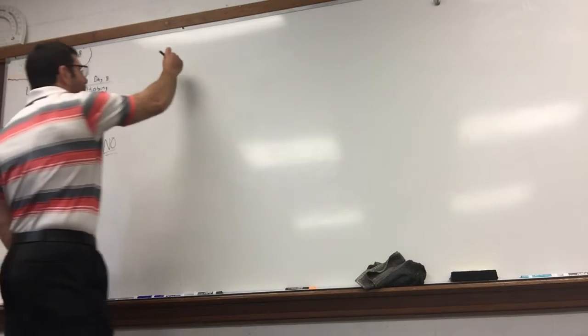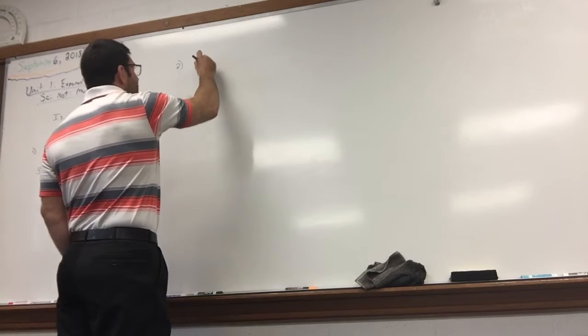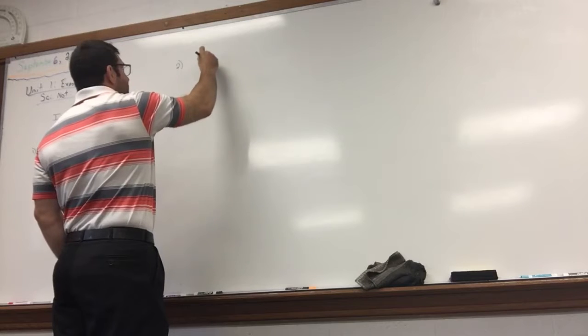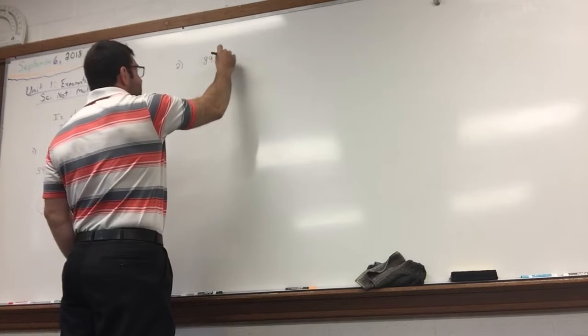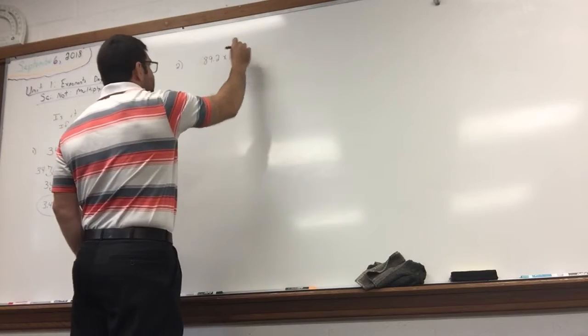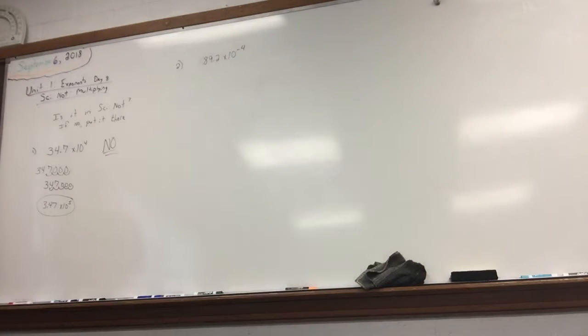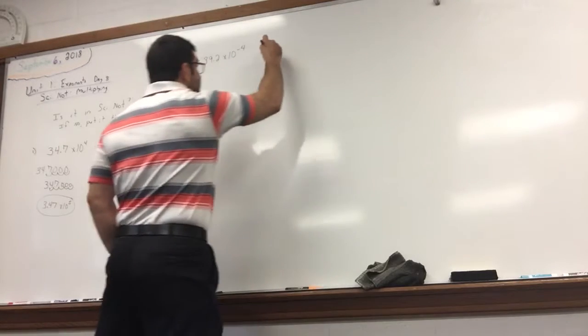Let's try another one. See if it works for another one. 89 2/10 times 10 to the negative 4. Again, scientific notation, Evan? No. Why not? Because it's over 10. What's over 10? The 89. 89 is larger than 10, yes? So now I'm going to rewrite my number. So we're going to say no again.